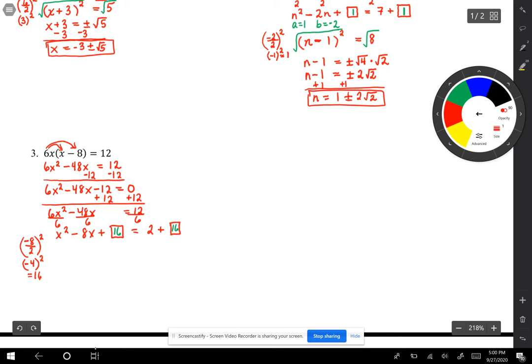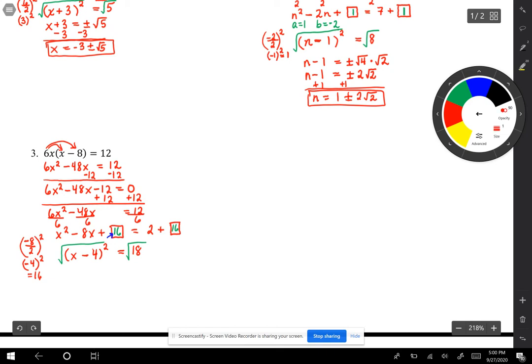Right? On the left side, you're going to factor as x minus some number squared equals 2 plus 16. And the reason why it's minus again is because the middle term is negative. And the number is always going to be the square root of whatever this number is. And the square root of 16 is 4. So you're going to put a 4 here. And then take the square root of both sides.